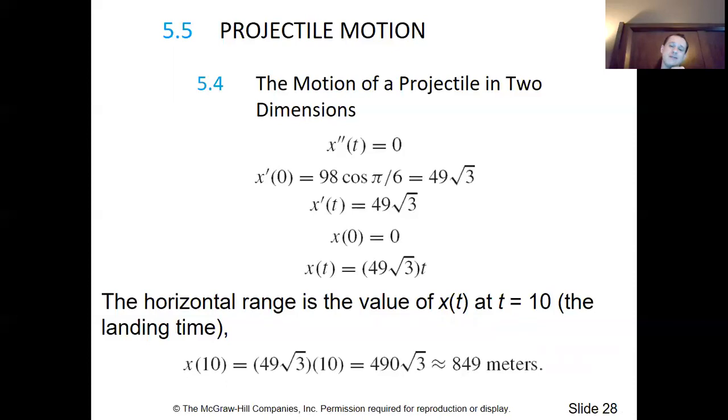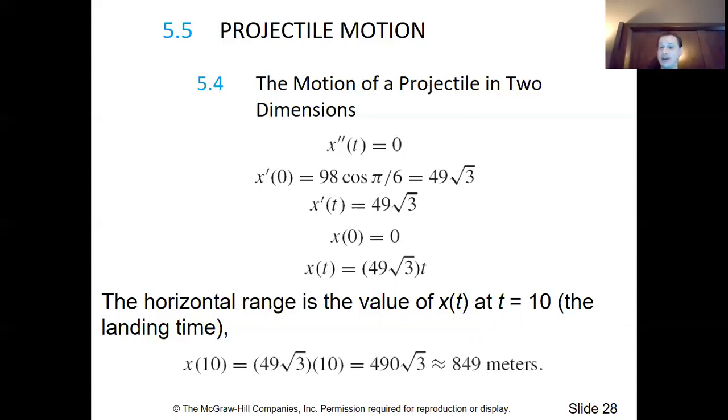All right, so let's integrate that. If x double prime of t is 0, and you integrate it once, you get x prime, right? But what happens when you integrate 0? Well, whose derivative is 0? Some constant. So x prime of t is some constant. But x prime of 0 was 49 square root of 3. So when you plug in 0 into that equation, your constant must be 49 square root of 3, meaning your starting velocity in the x direction was 49 square root of 3, and it'll always be 49 square root of 3 throughout the problem.